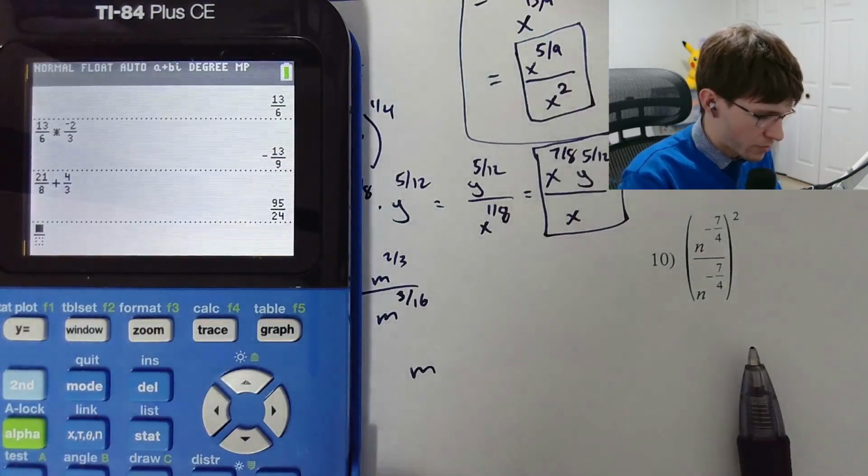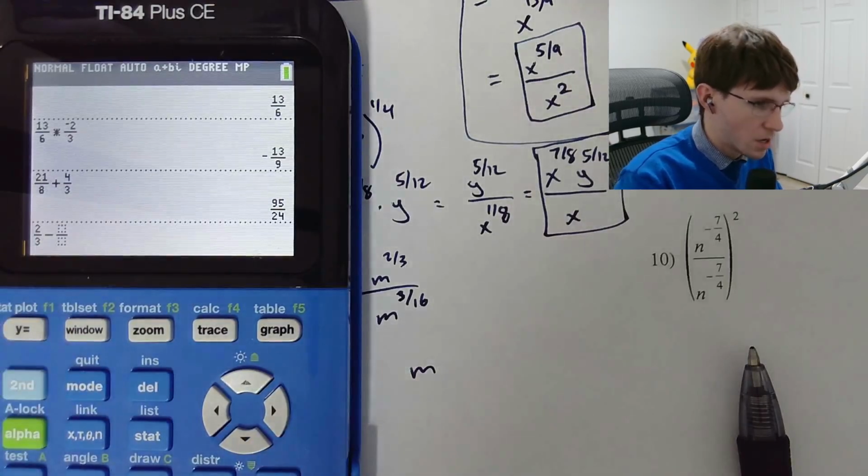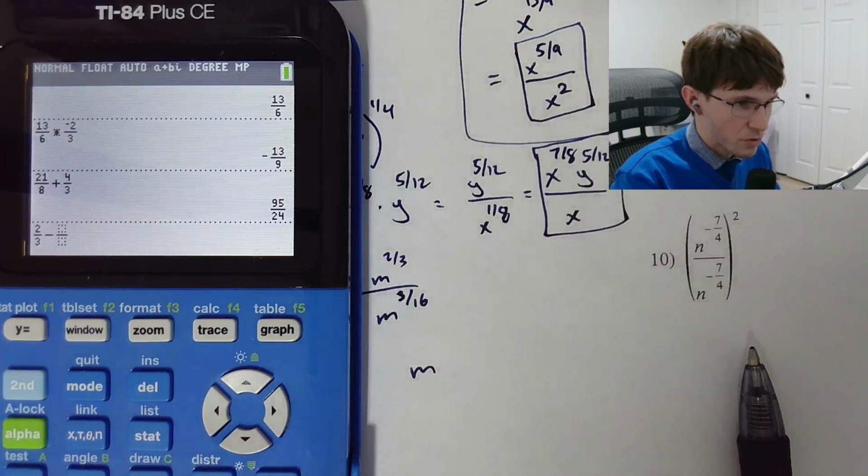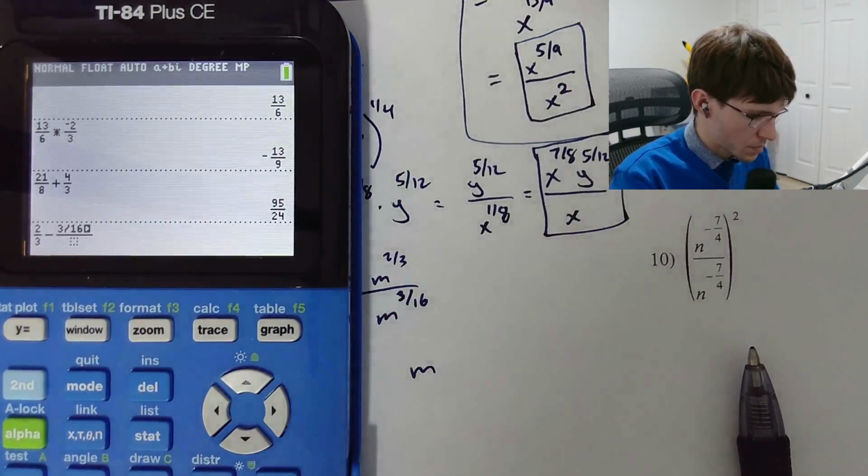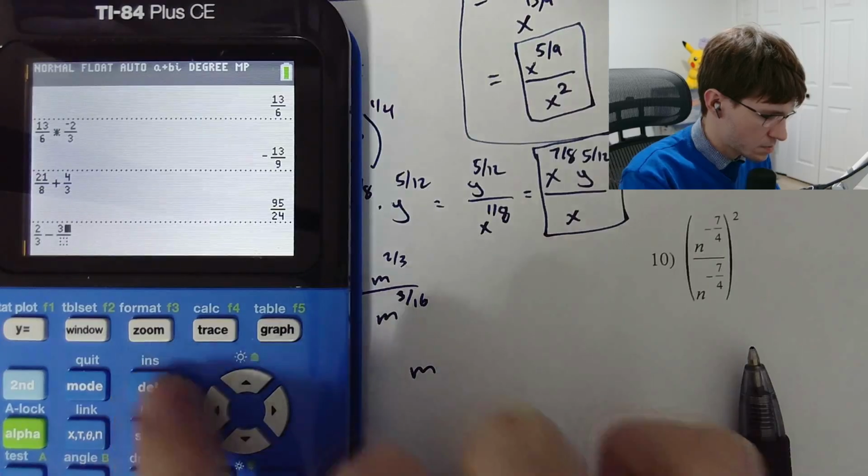So here we go. We have 2/3 minus the alpha y equals enter. 3, I already forgot. Is it 3/16? I can't read my own handwriting. 3, oh my gosh.